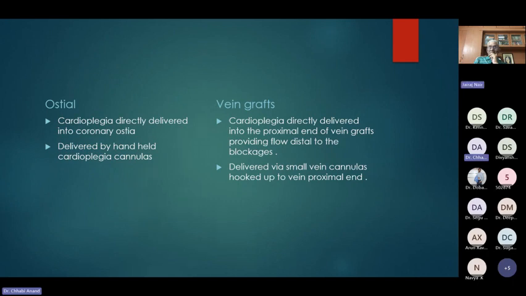Ostial and vein grafts can also be used to deliver cardioplegia. Ostial cardioplegia is delivered directly into the coronary ostia by handheld cardioplegia cannulas. For vein grafts, cardioplegia is delivered directly into the proximal end of the vein grafts, providing flow distal to the blockages, via small vein cannulas hooked up to the vein's proximal end.